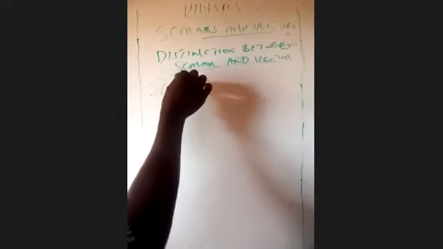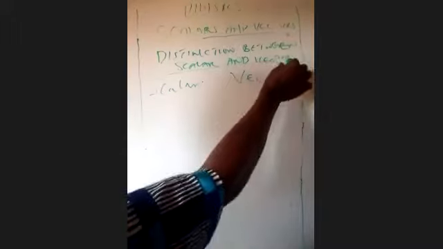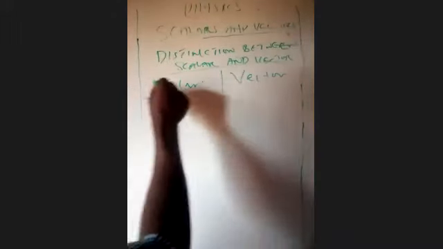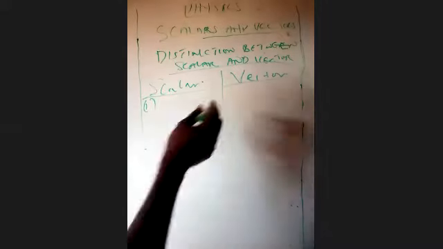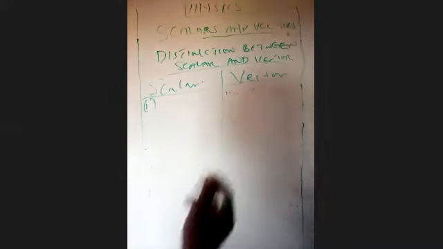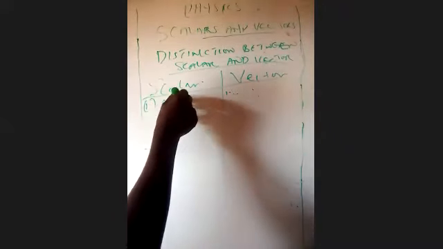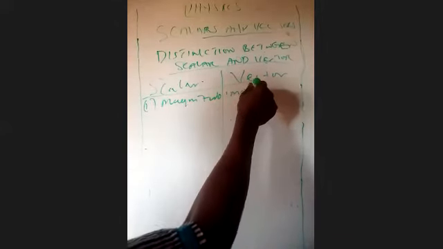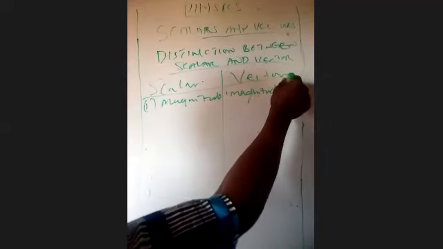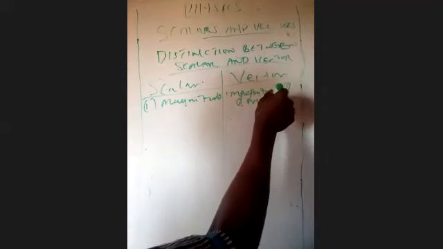Scalar has magnitude but no direction, while vector has both magnitude and direction.